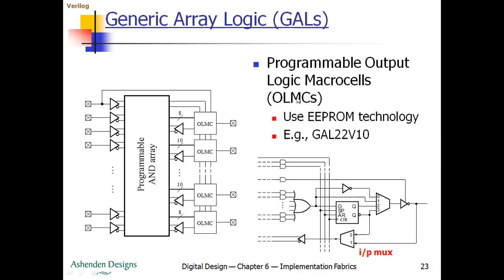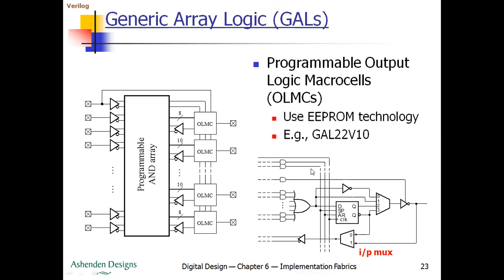OLMCs are called output logic macro cells, OLMCs in short. The OLMC is nothing but the combination of the OR gate and a D register, or D flip flop, along with the output tri-state buffer. So this combination of the register or flip flop plus the output tri-state driver can be called the OLMC.